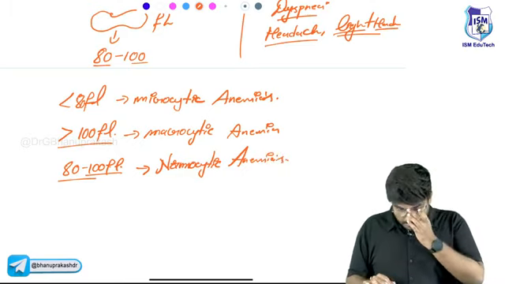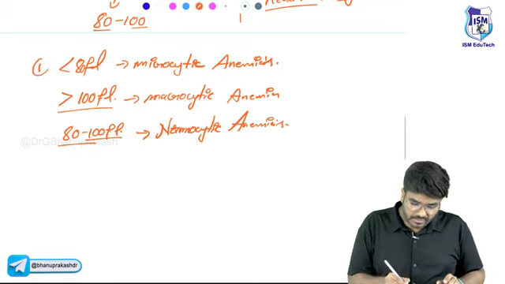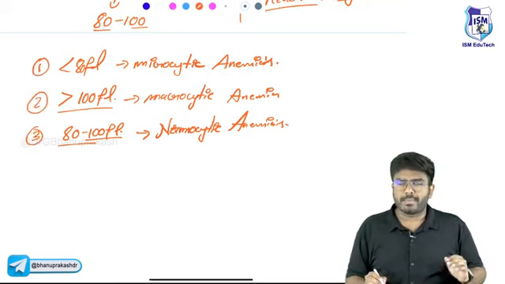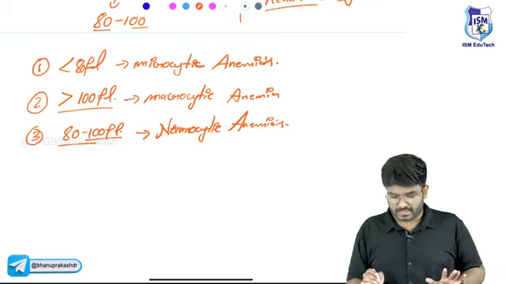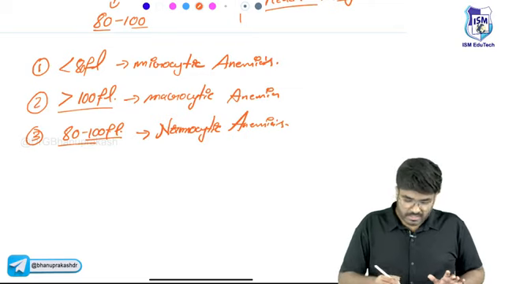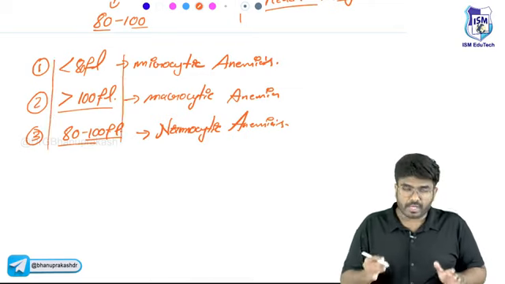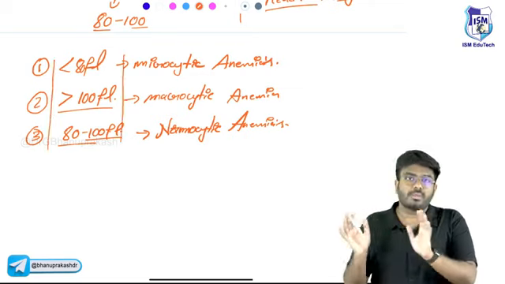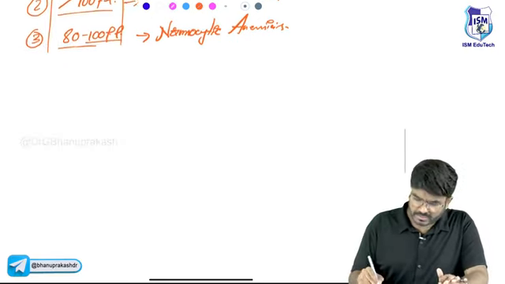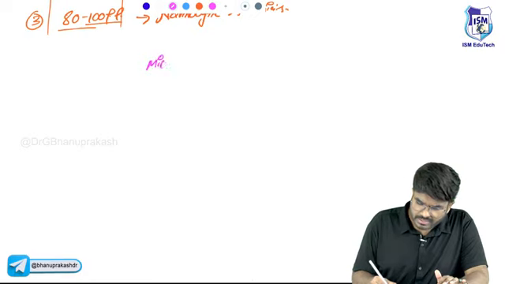So anemias are of how many types? There are 3 types of anemias. What are they? Microcytic anemias, macrocytic anemias, and normocytic anemias. So based on what? Based on the volume of the RBCs. Big RBCs, small RBCs, or normal sized RBCs. Now without any further delay, let's begin our first topic, the microcytic anemias.